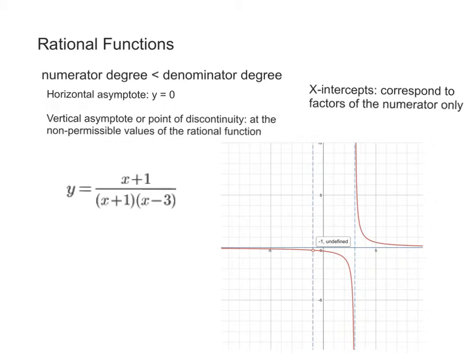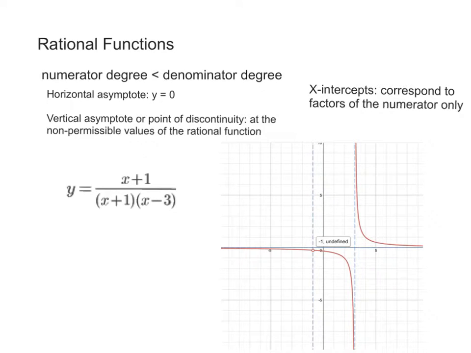But one thing that we talked about was vertical asymptotes at the non-permissible values of the rational function. So the factors in the denominator tell you your non-permissible values. Those tell you where your vertical asymptotes are. But this other thing we didn't talk about yet is the point of discontinuity. Sometimes you don't have a vertical asymptote. Sometimes you have what's called a point of discontinuity.